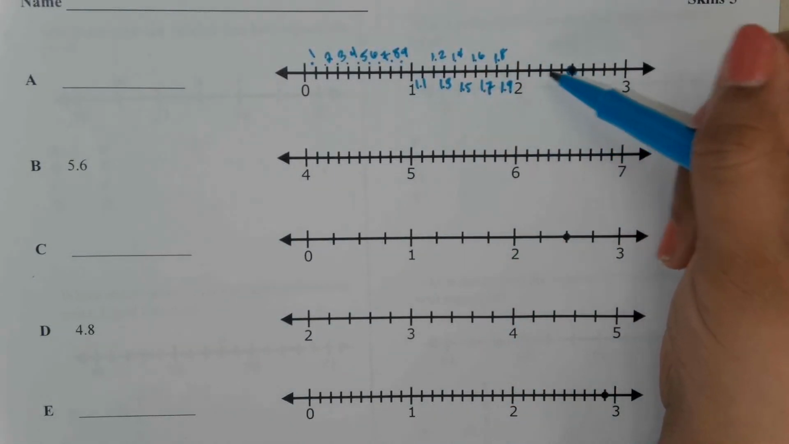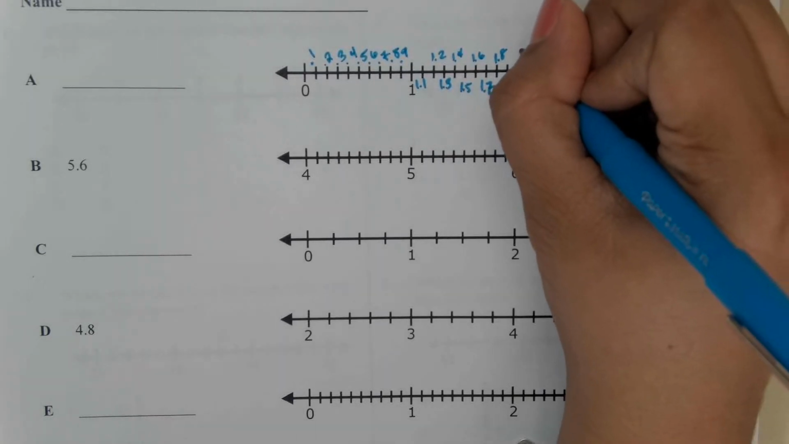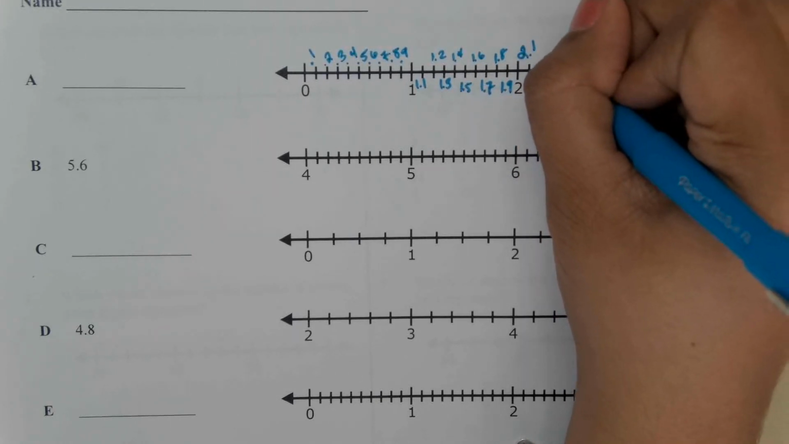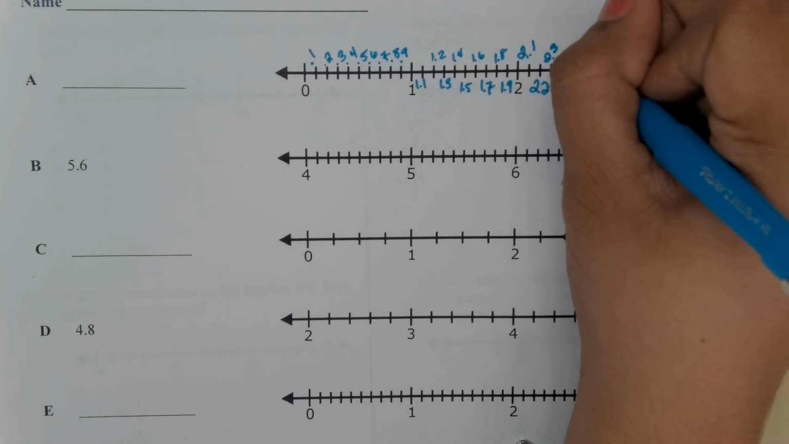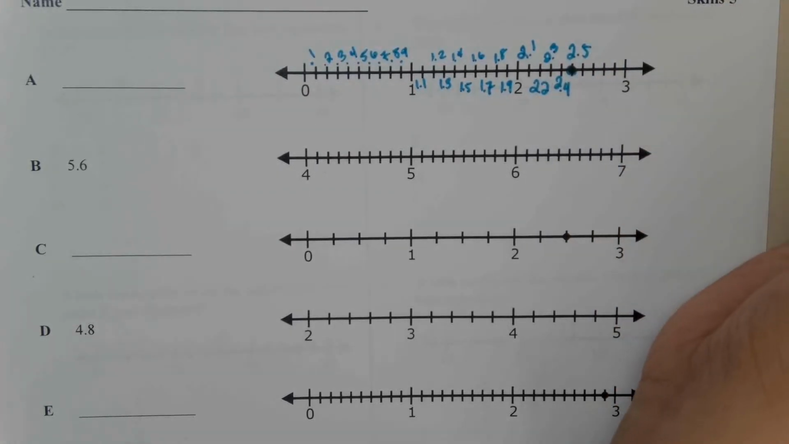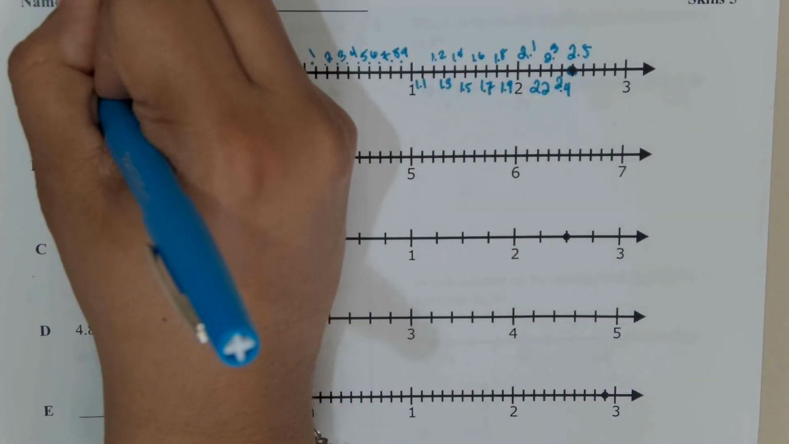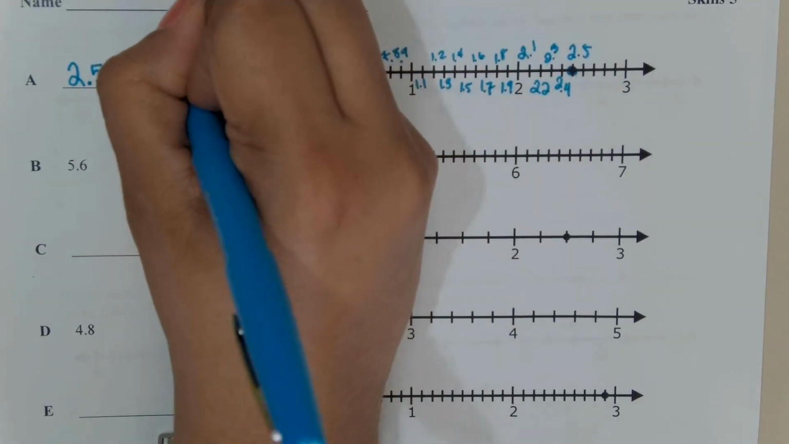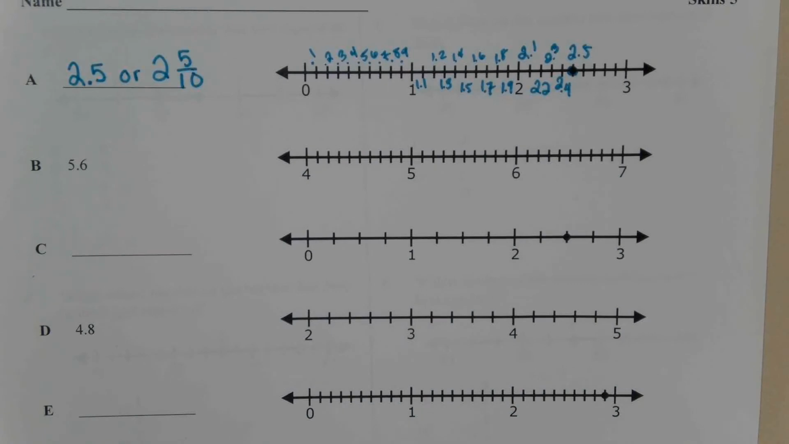So I know for a fact my point is behind 2, so it's 2 and something. 2 and 1/10, 2 and 2/10, then this is 2 and 3/10, 2 and 4/10. Lastly, we have 2 and 5/10. So my answer should be 2 and 5/10, or 2 wholes and 5/10. I can write it either or.